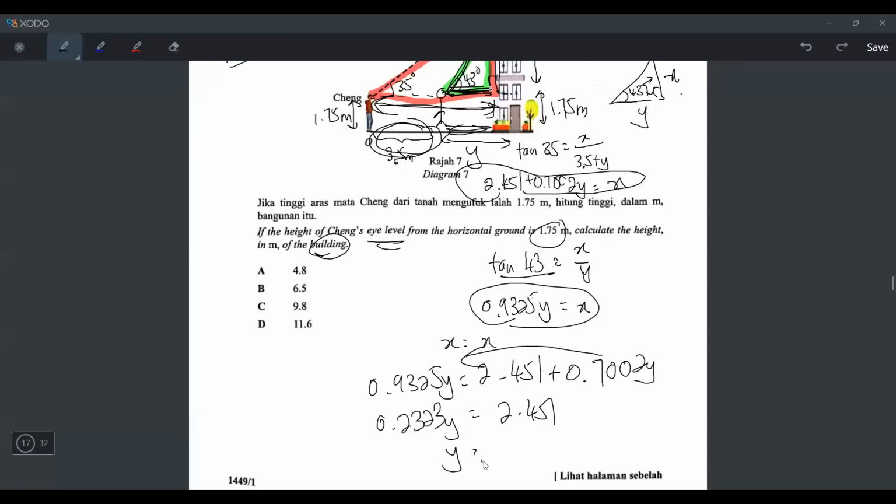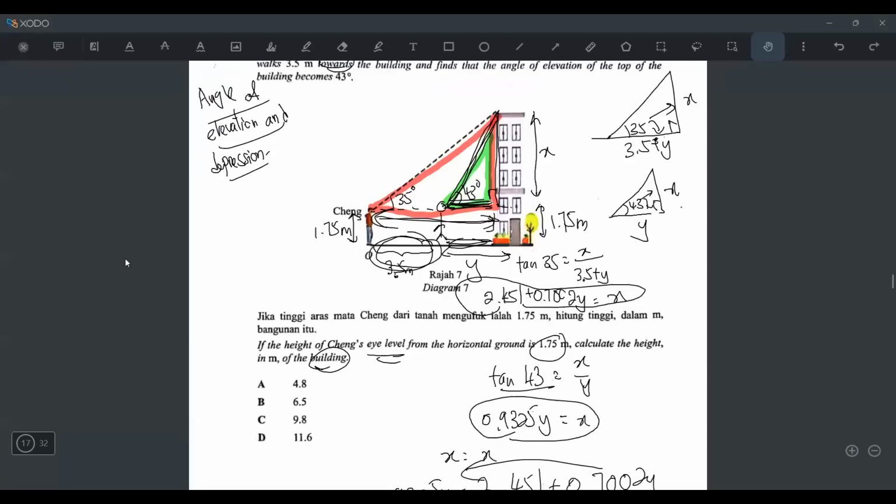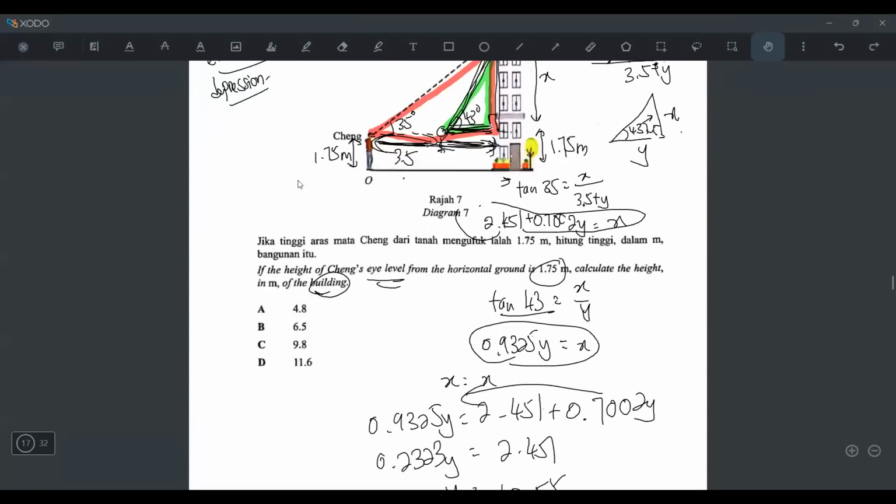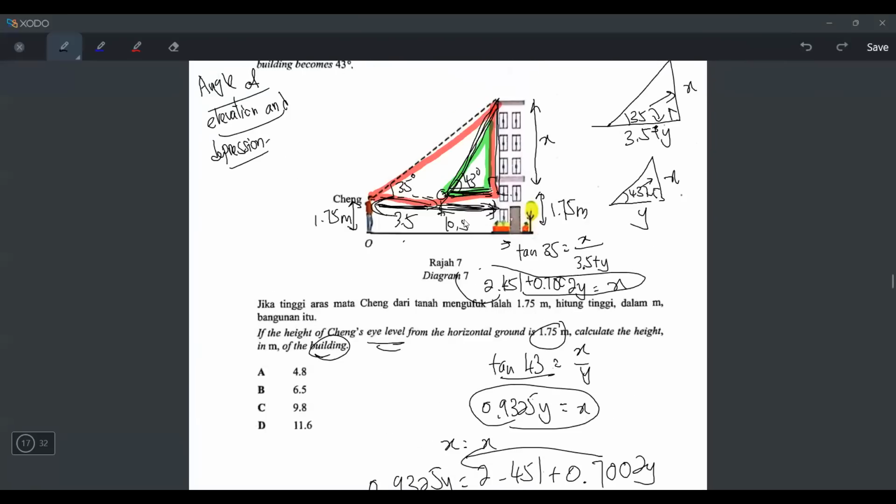So how to find y? 2.451 divide answer. So 10.55. 10.55 is the y value. But is this the answer? I don't think so, because y is just this part. Okay. So remember, from here to here is 3.5. Here to here is 3.5. But here to here, I already know it's 10.55. So let's write down 10.55.